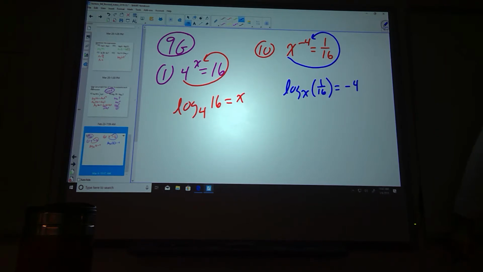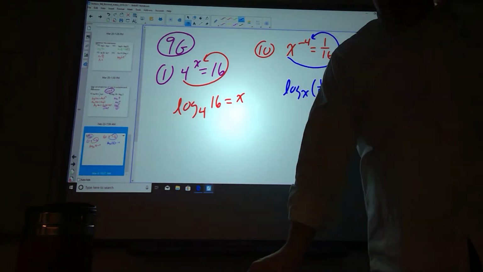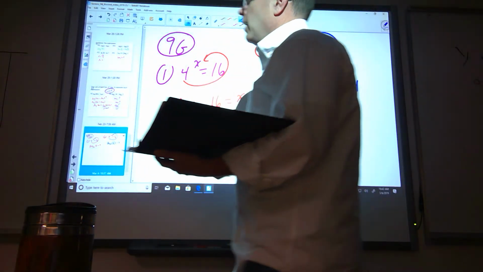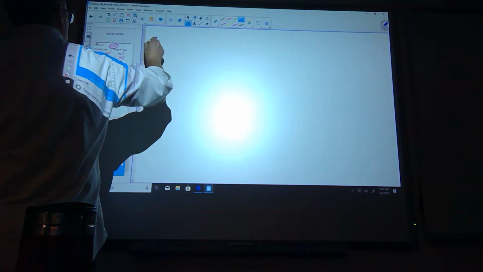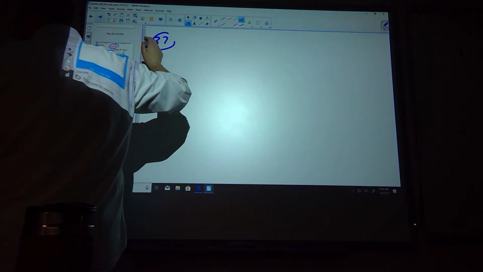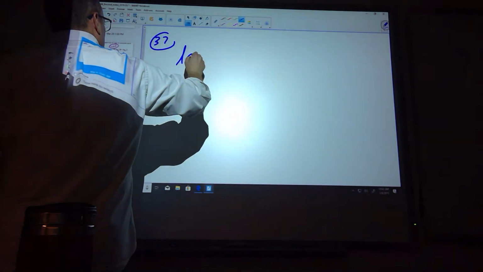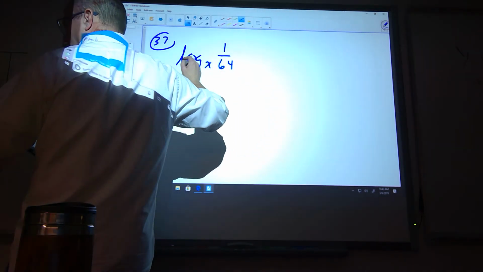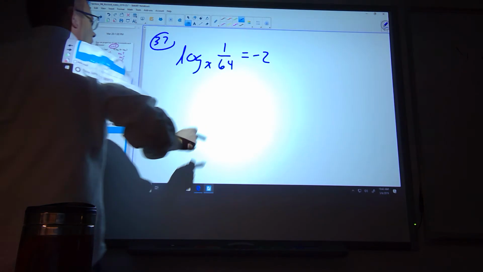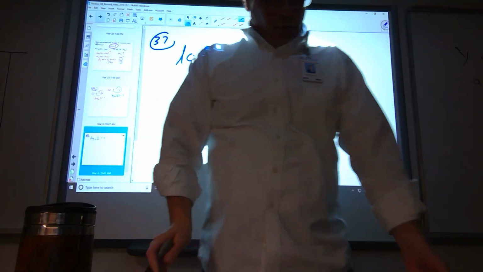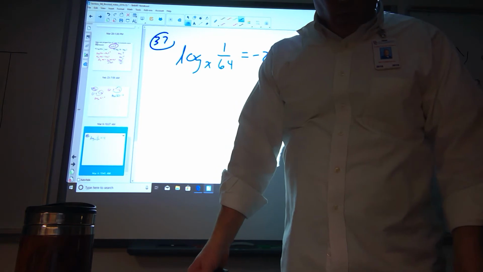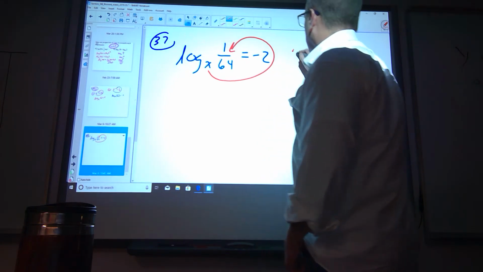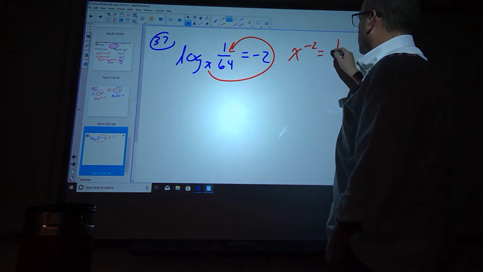Do 37. 37 is in the house. Ready for me to switch? 37. We got log base x of 1 over 64 is equal to negative 2. So, and these ones, they wanted us to solve for x, so we want to solve it. So I'm going to go x to the negative 2 is equal to 1 over 64.